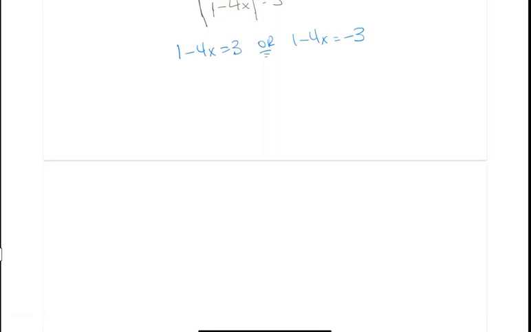So then what are we going to do? Subtract 1, so negative 4x equals 2. Divide by negative 4, and we're going to get x equals negative half. And in the other equation, we're going to subtract 1, so we're going to get negative 4x equals negative 4, and then x equals 1.